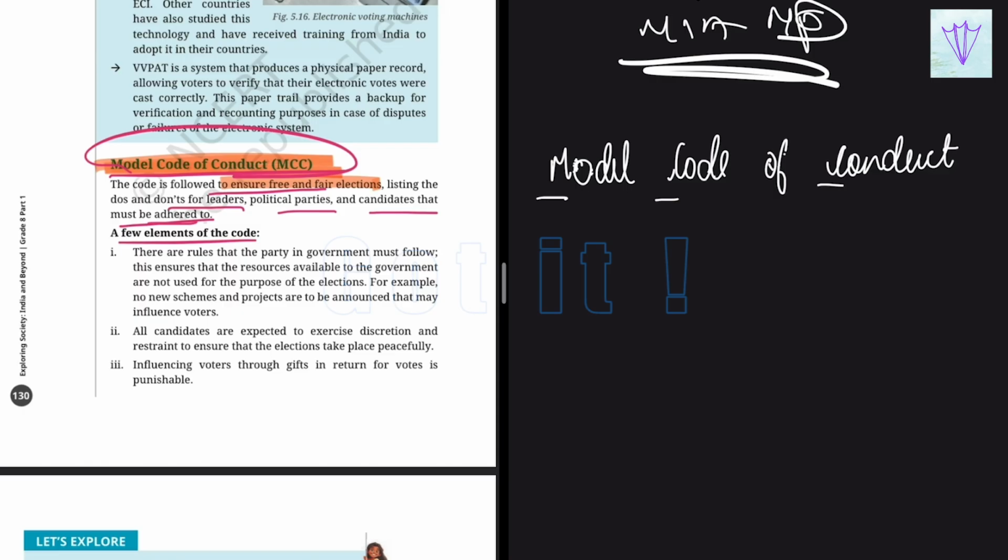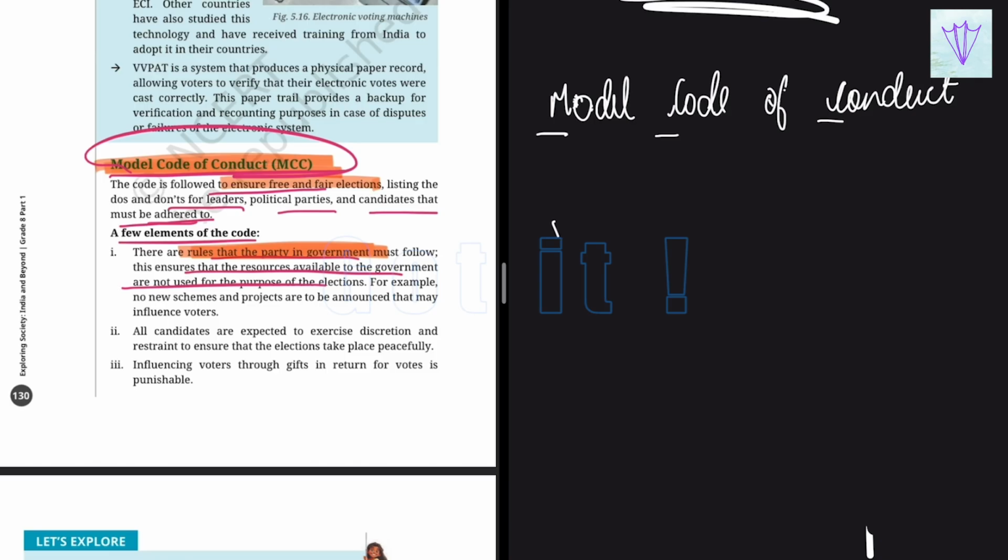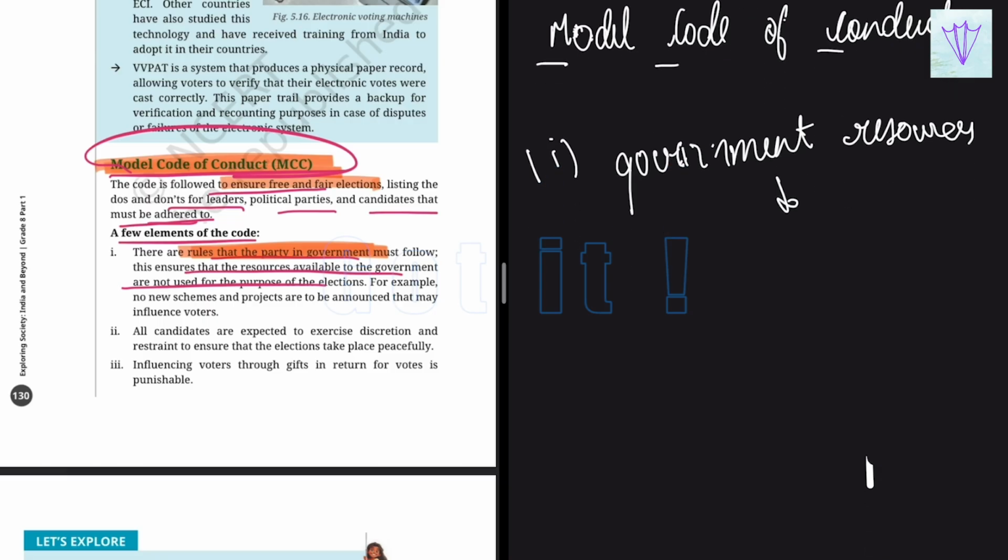So there are rules that the party in the government must follow. First, starting with the rules that the party which is in the government must follow. This ensures that the resources available to the government are not used for the purpose of the elections. The first very important rule is that government resources, that is the public money, should not be used for election purposes, for their campaigns and all these things. The government's money should not be used.